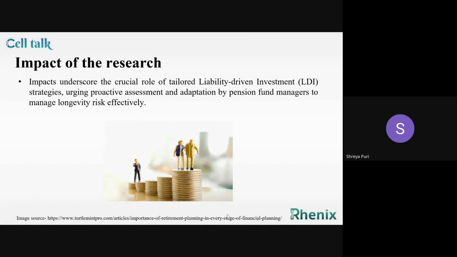Also, regarding the impact of the research, there is an important role for the LDI strategy. Fund plan managers should adopt this strategy, and they should also assess it regularly and adapt their strategy so that they can manage longevity risk effectively and pay the growing elderly population for a longer period of time.